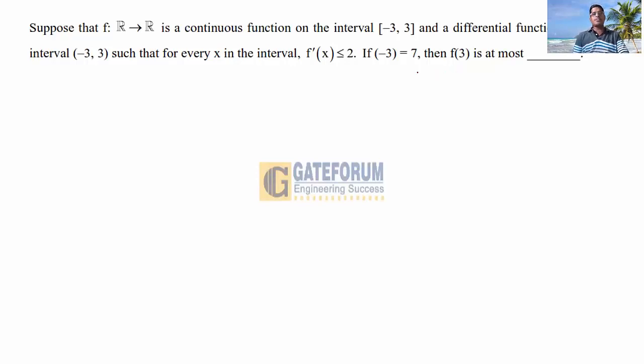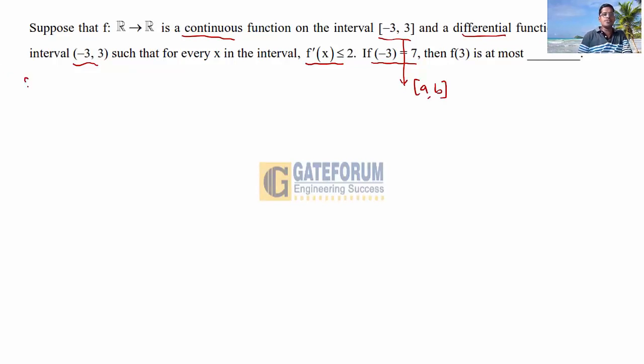This question is from engineering mathematics, from the topic calculus, subtopic mean value theorem. Solution: here the conditions are that function f of x is continuous in the closed interval a comma b and differentiable in the open interval a comma b. These are the two common conditions in mean value theorems. And first derivative is less than or equal to 2, function value at minus 3 is equal to 7. Here the closed interval a comma b is minus 3 comma plus 3.